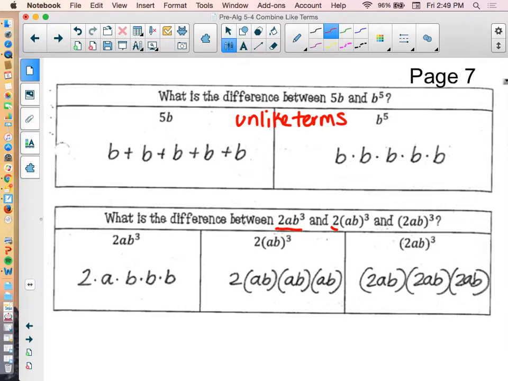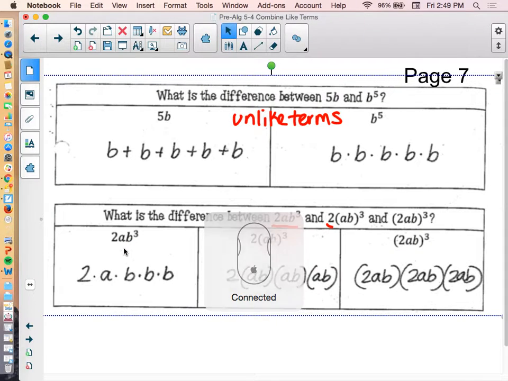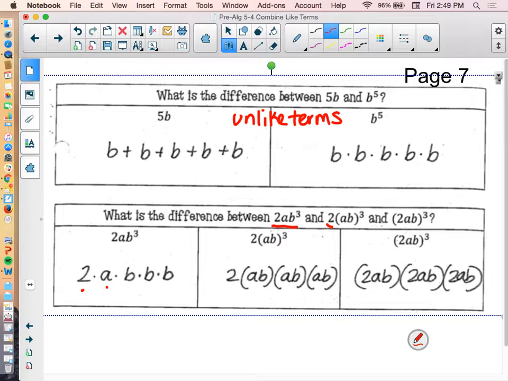What is the difference between 2ab cubed and 2 times the quantity ab cubed? Well, if you look down below, 2ab cubed is really 2 times a times b times b times b. And please fill these in your notes on page 7. If you have 2 times ab cubed, notice the a and the b are cubed. So that's like saying ab times ab times ab, which if we were to simplify that, we would have a times a times a times b times b times b by the commutative property, and we'd still have a 2 in the front. So these three a's together make a to the third.